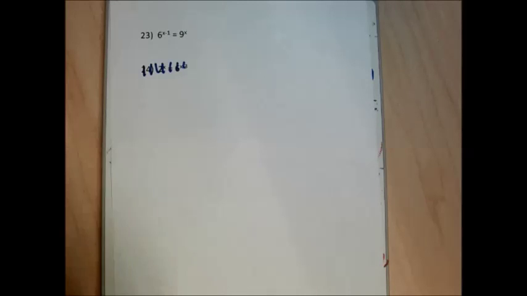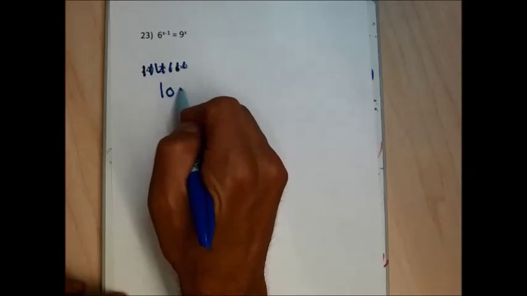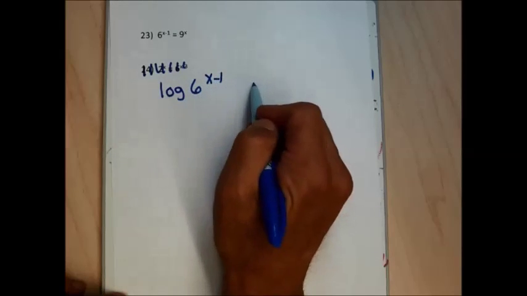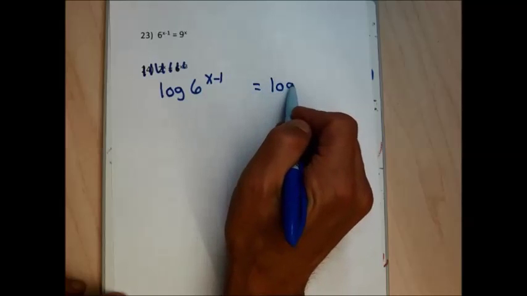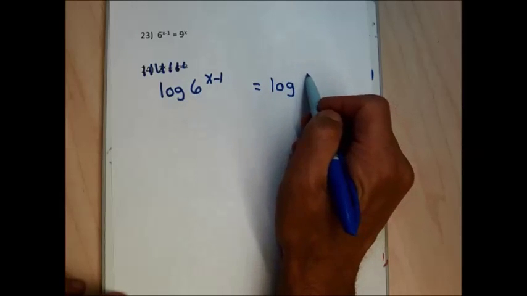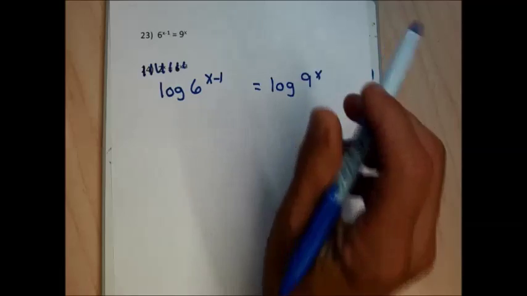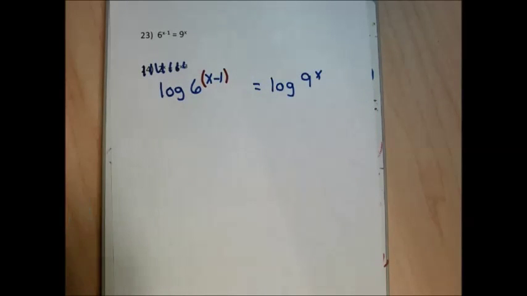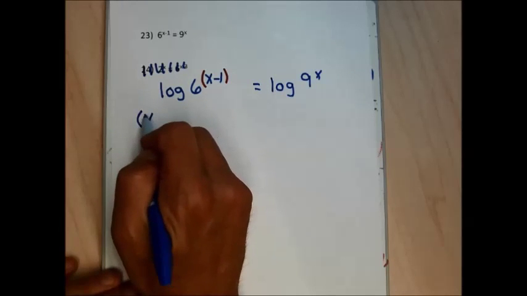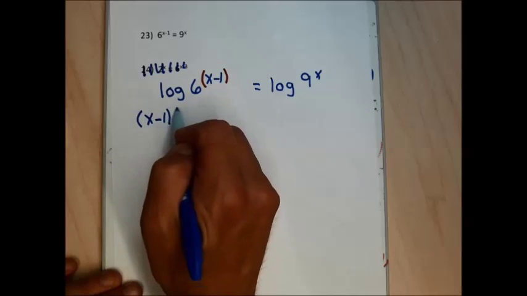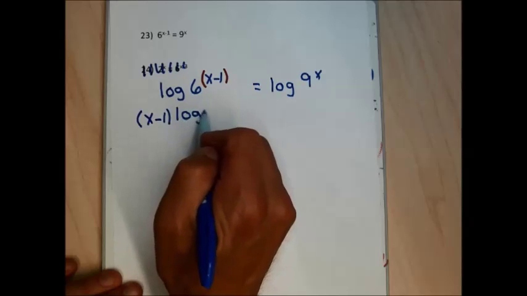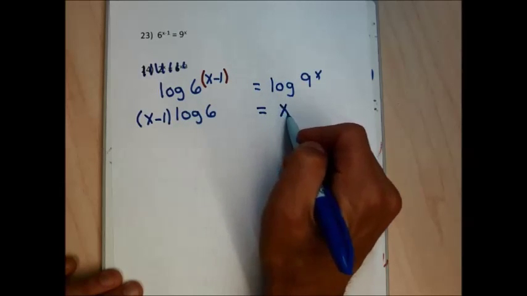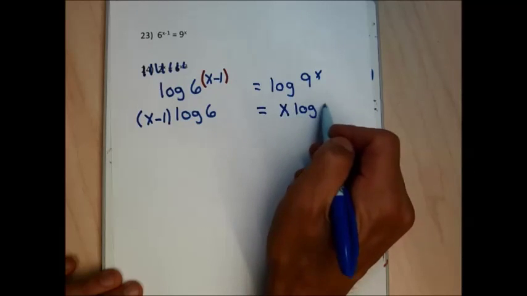So for 23, I'm going to take the log of both sides. I don't need to take an ln of both sides because there aren't any e's in the problem. So I'm going to write the log of 6 to the x minus 1 equals the log of 9 to the x. I have to think of that x minus 1 as being in parentheses because when I bring it out front of the logarithm, it's going to need to be in parentheses. So I'm going to rewrite the left-hand side now as x minus 1 times the log of 6, and the right-hand side as x times the log of 9.